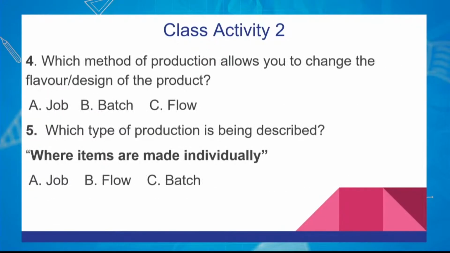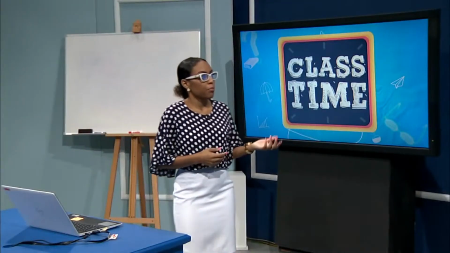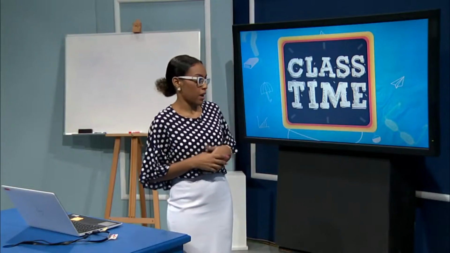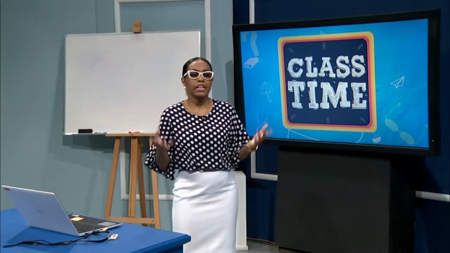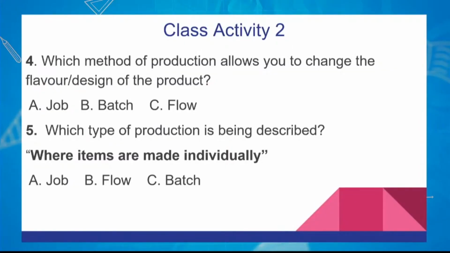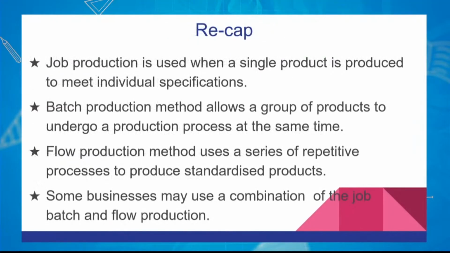Which method of production allows you to change the flavor, design of the product? Which one? Batch. We talk about the brown bread versus the white bread. Which type of production is being described? Where items are made individually. Very good. Job production. Again, you guys are listening, man. Awesome. So we're going to look at the recap now.